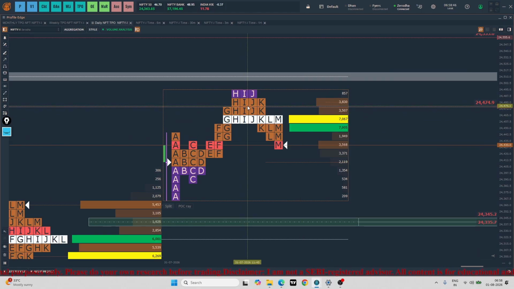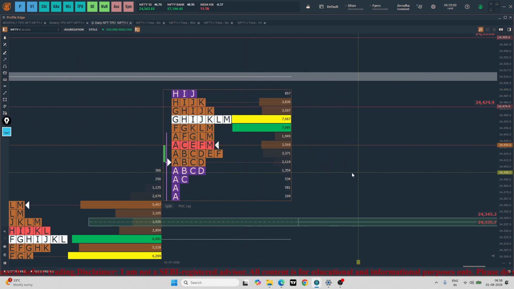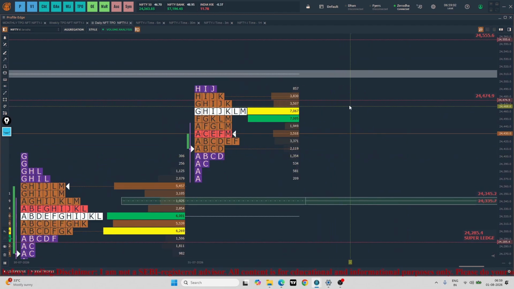So I was waiting for this, and I moved my stop loss somewhere here, and it went there as well. So this is what happened in my trade, and till POC I was expecting, but one TPO below it was closed. Okay, fine, so I got it very clearly. So how are we going to trade on Monday? This is what's important now.